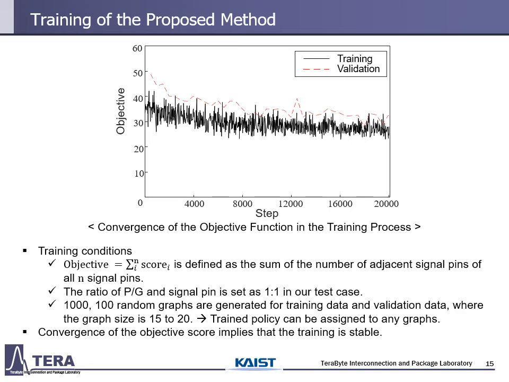And for training data, 1,000 random graphs are generated, while 100 random graphs are generated for validation data, where the graph size is selected randomly from 15 to 20. And as we can see in the graph, the objective score converges throughout the training, and this implies that the training is very stable.